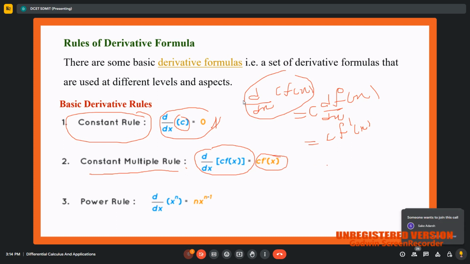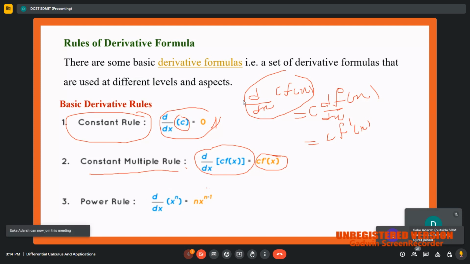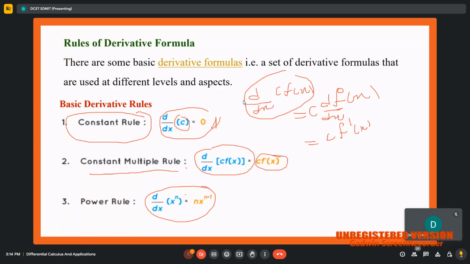Next rule, power rule. This is a very important rule. What is the power rule? The differentiation of x to the power of n is n into x to the power of n minus 1. Always we are using this rule.